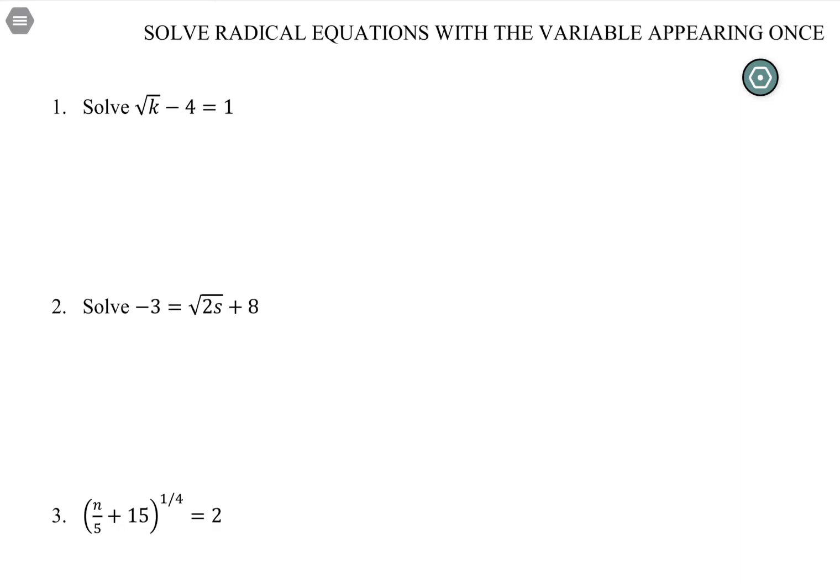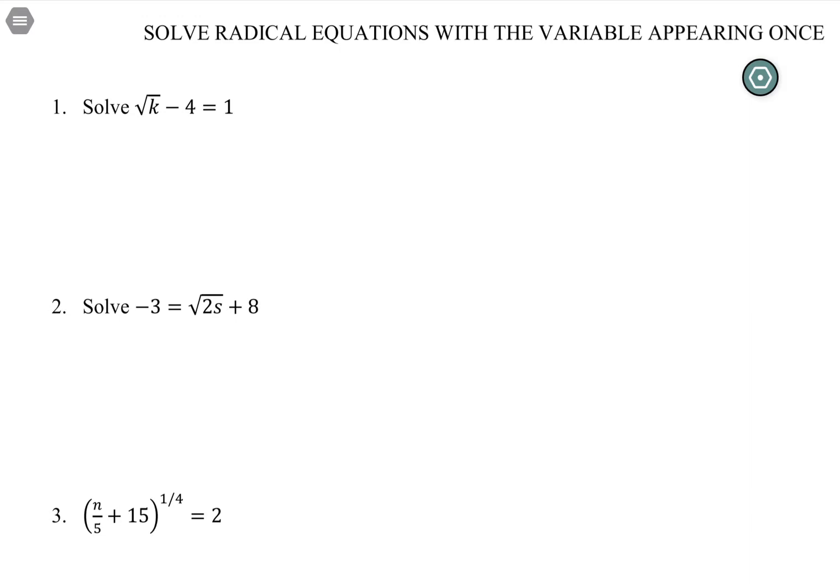Hi everyone, next on our list is radical equations with the variable only appearing once. And again, what you should be seeing as the underlying theme for any type of equation is: if the variable only shows up one time on one side of the equation, figure out everything that's done to the variable and undo it in the opposite order.